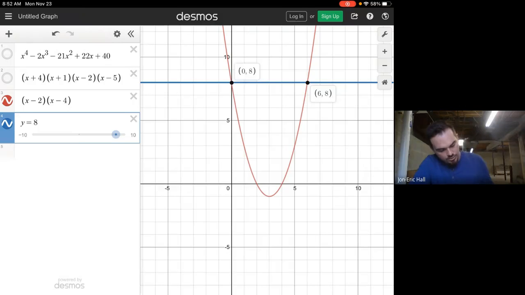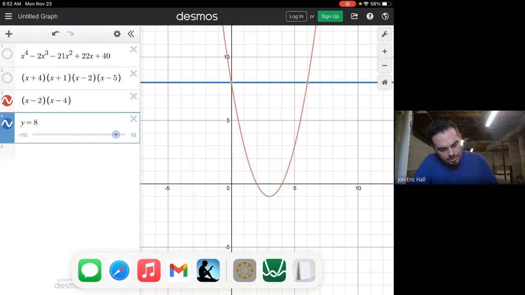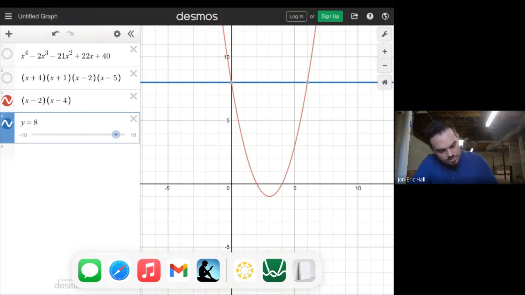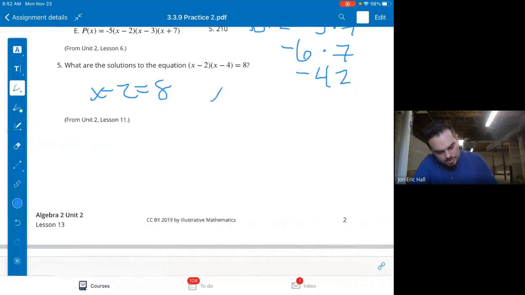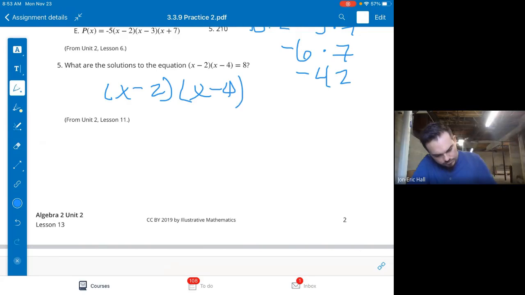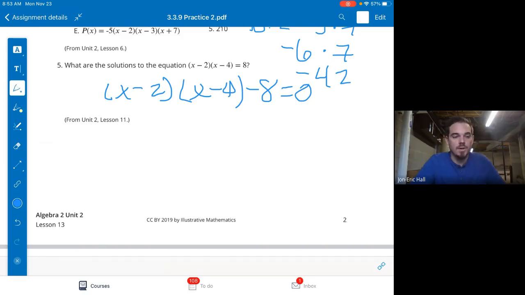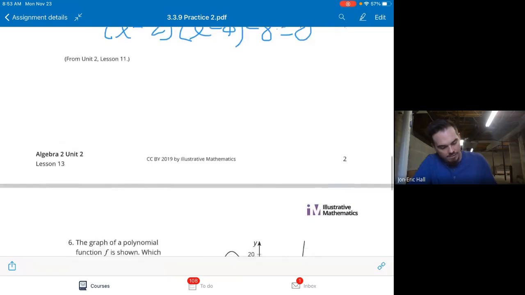Another way, algebraically, you could have just set each one of these factors equal to 8 and solve. Nope, nope, nope. You could not have done that. You would have to subtract that over, and then find out where they cross the x-axis. So box method, blah, blah, blah. You could have done all of that again. That's why I show you the other way. It's a lot quicker. Graphing in Desmos makes your life easy.